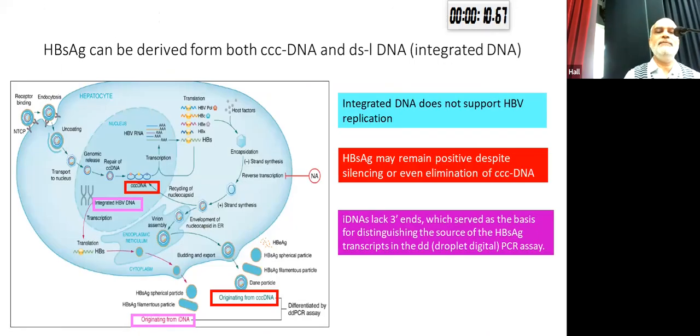Because HBsAg can be derived from both cccDNA and integrated DNA. So from cccDNA, this HBsAg is arising, and from integrated DNA, this is arising. But the HBsAg which is arising from here does not support the replication. So there is a possibility that even if cccDNA is negative in the liver, HBsAg still can remain positive. So that brings us to the question whether HBsAg is actually a valid marker for complete cure or not.